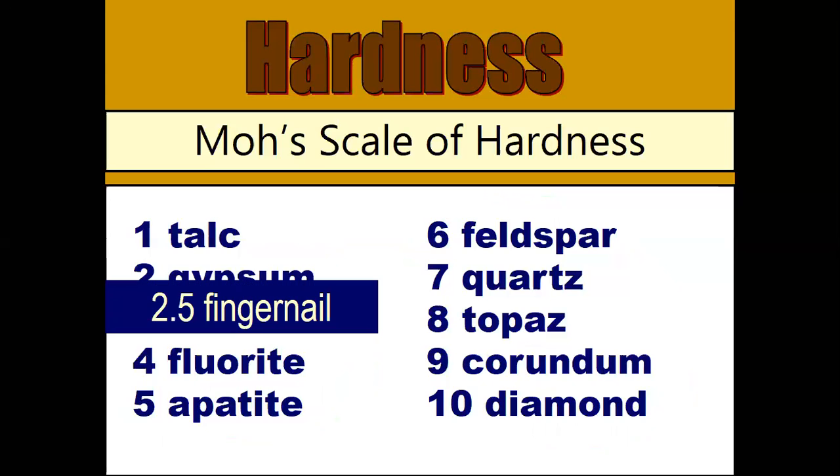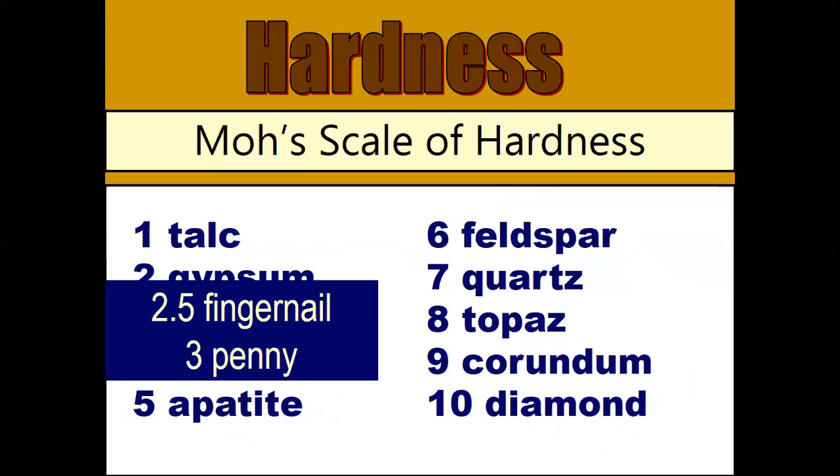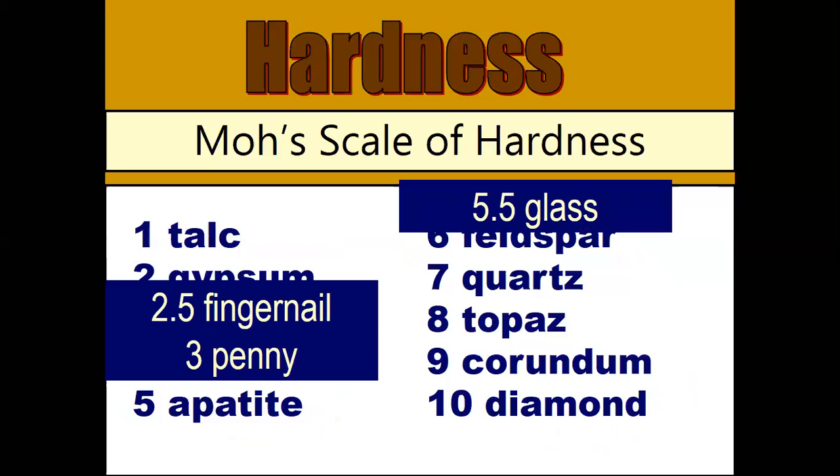So your fingernail is 2.5. That's the hardness of your fingernail. So your fingernail would be able to scratch gypsum and talc. A penny has a hardness of 3. And like we said, glass has a hardness of 5.5.